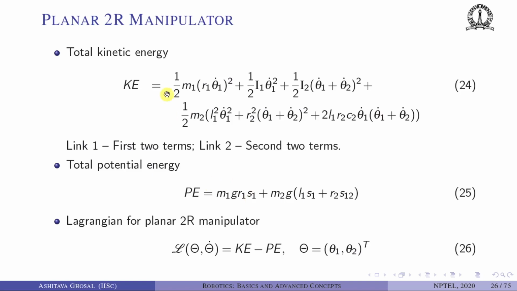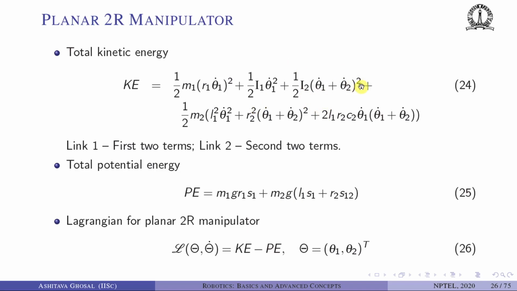The total kinetic energy is half mv square plus half I omega square for each link. So we can compute the kinetic energy of link 1, which is half m1 r1 theta 1 dot square plus half I1 theta 1 dot square. For the second link, it is half I2 (theta 1 dot plus theta 2 dot) square.